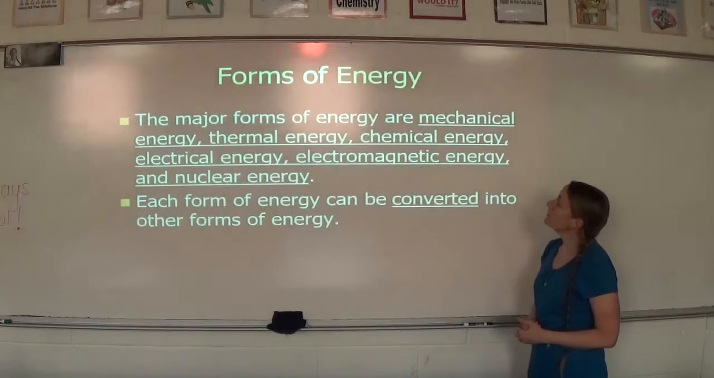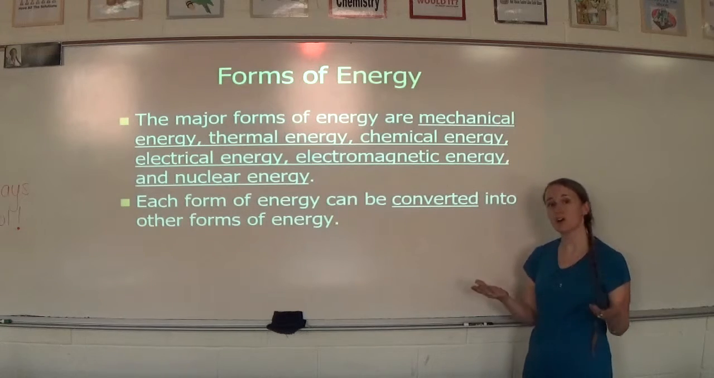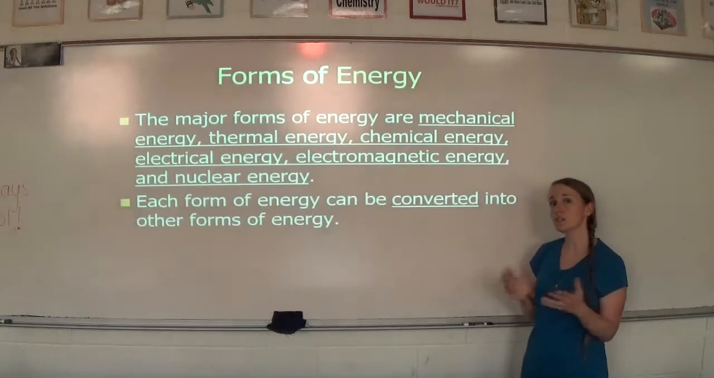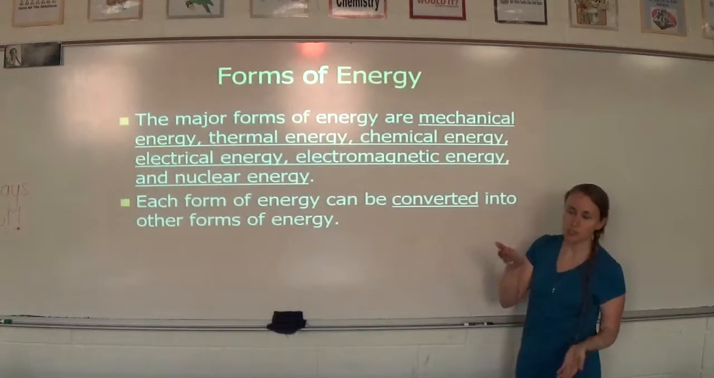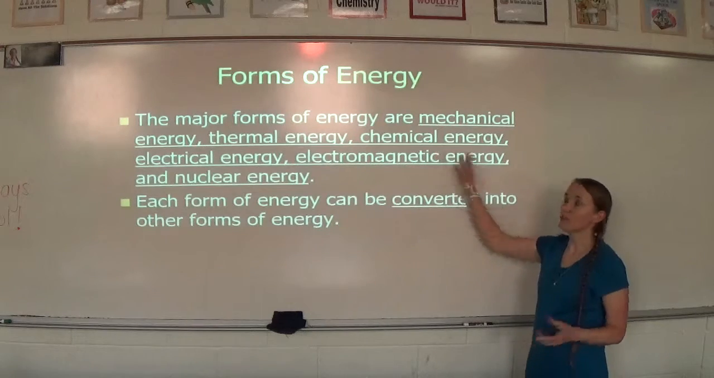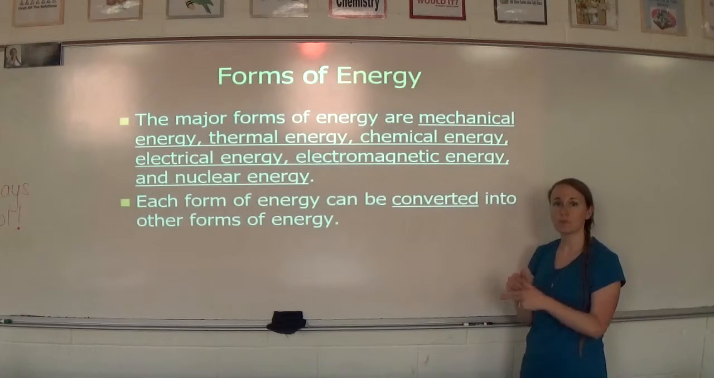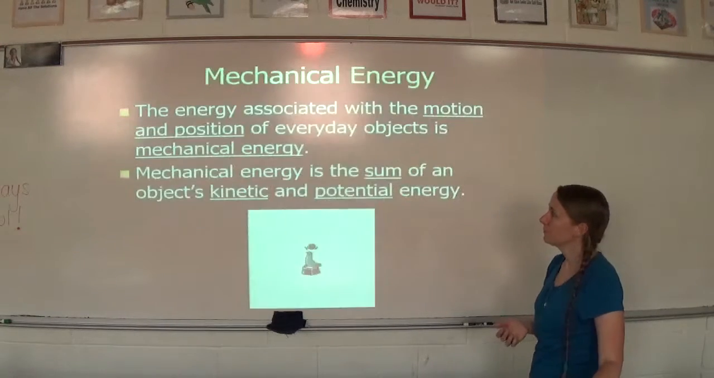The major forms of energy are mechanical energy, thermal energy, chemical energy, electrical energy, electromagnetic energy, and nuclear energy. Each form of energy can be converted into other forms. So there is a law of conservation of energy: total energy cannot be created nor destroyed. But like I was talking about with the roller coaster, potential energy and kinetic energy can turn into each other. So the different forms of energy can transform into one another, but the total energy must remain constant.